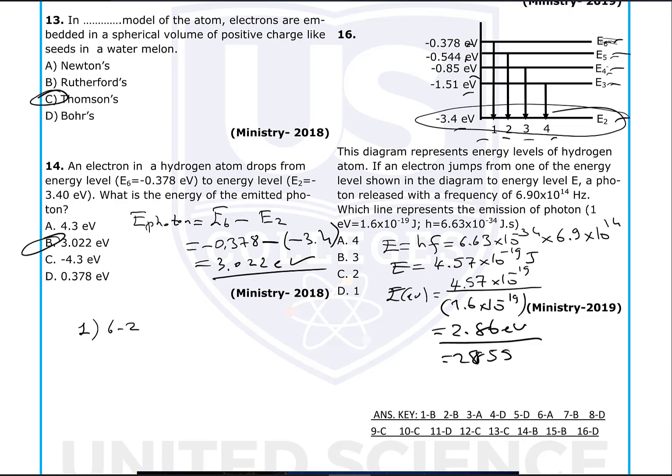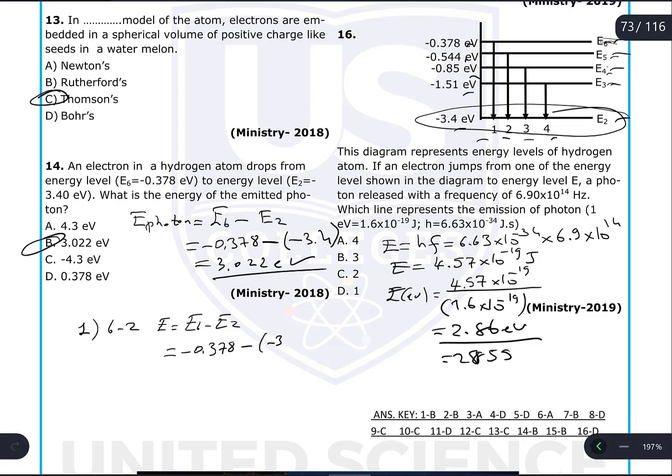Energy of the photon is going to be E6 minus E2. E6 is negative 0.378, minus E2, which is negative 3.4. So let's check it: negative 0.378 minus bracket, negative 3.4, close the bracket. Answer is 3.022. As you see, this is greater than 2.86, so this is not the correct answer.